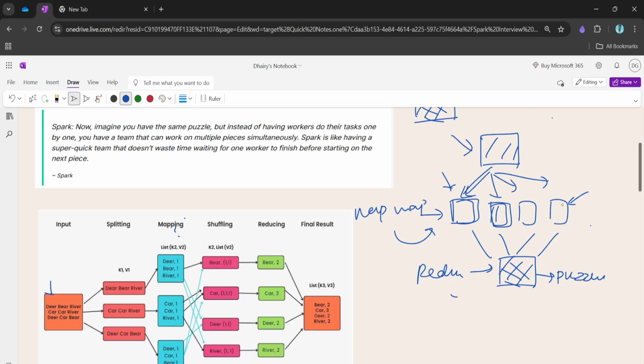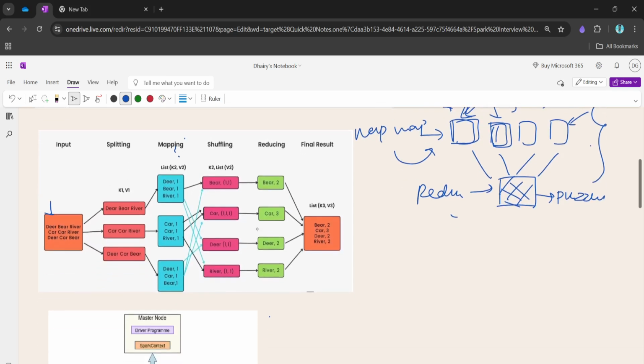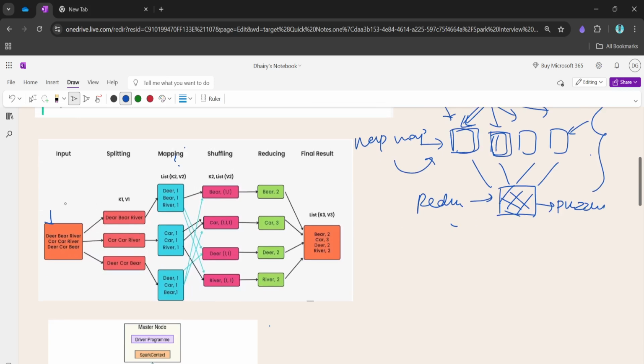And you can see this is distributed processing. It's not non-distributed, it is distributed. Okay, now let's understand this MapReduce with the help of this example, and you can use this example while giving the answer to the interviewer.